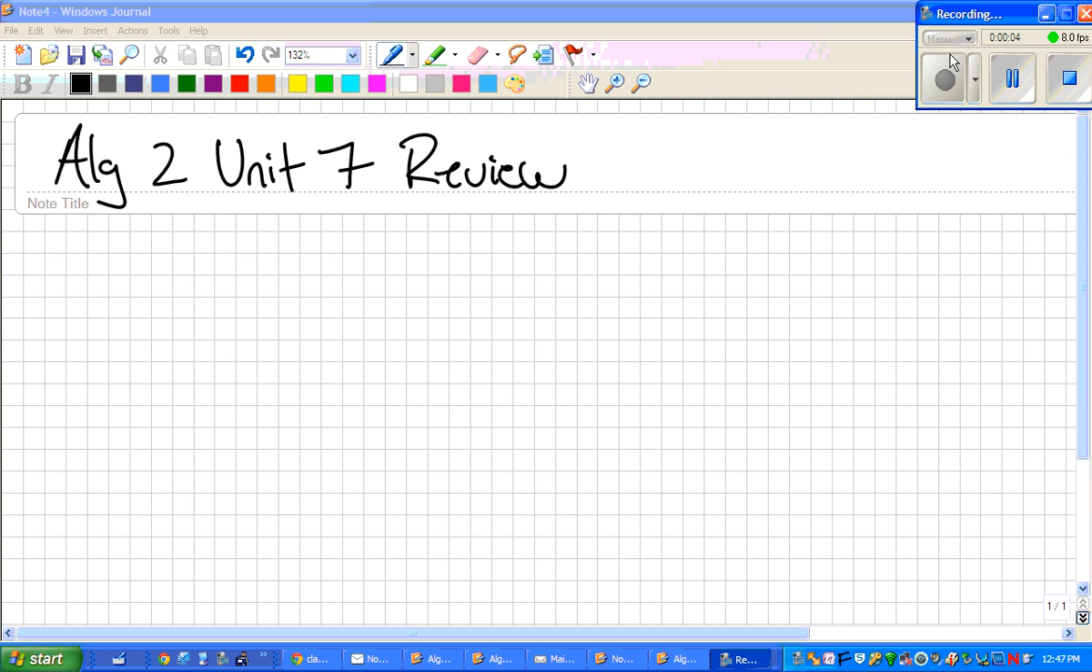Hey guys, this is Mr. Grice for Algebra 2, Unit 7 review. Now, if you read the directions on the sheet, Ms. Carranza said to do the following problems on a separate sheet of paper. Show all of your work and circle your answers.